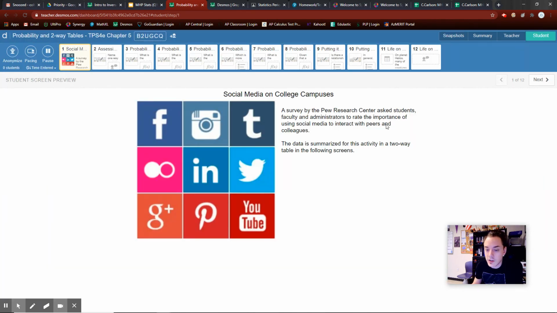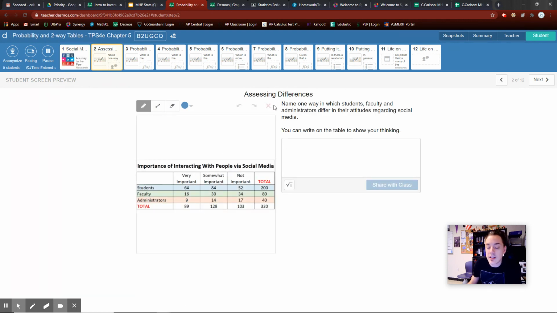Fantastic. All right, so a survey by the Pew Research Center asked students, faculty, and administrators to rate the importance of using social media to interact with peers and colleagues. So the data is summarized for this activity in a two-way table in the following screens. So this next one, it's just going to be assessing differences. I'm going to leave this one up to you.